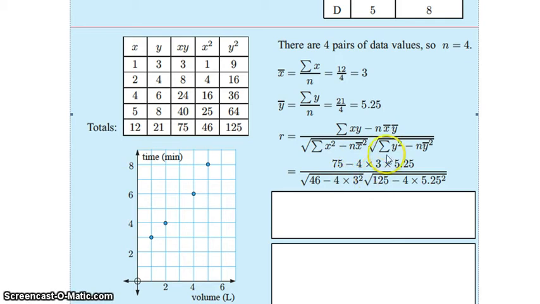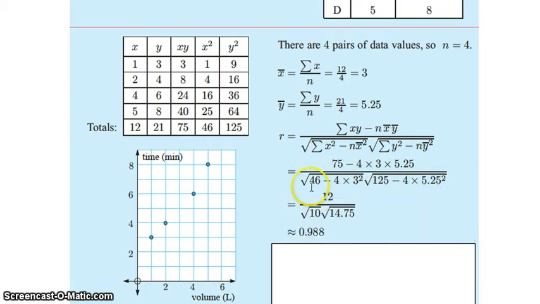Okay, continuing through, you've got the sum of y squared, which is over here in your table, take away 4 again, times y bar, the average of y squared. Once you put all that in and tidy it up, you end up with an R value, because we've done all the necessary work there, of 0.988.